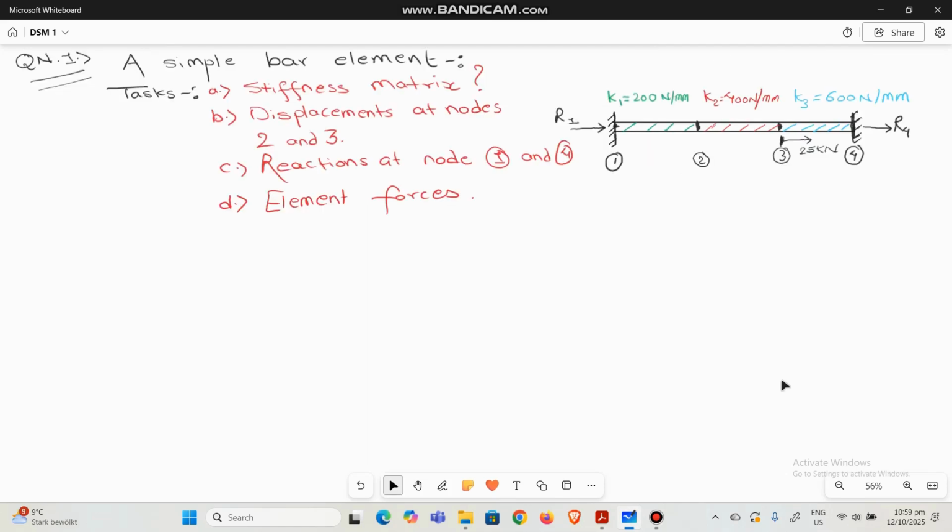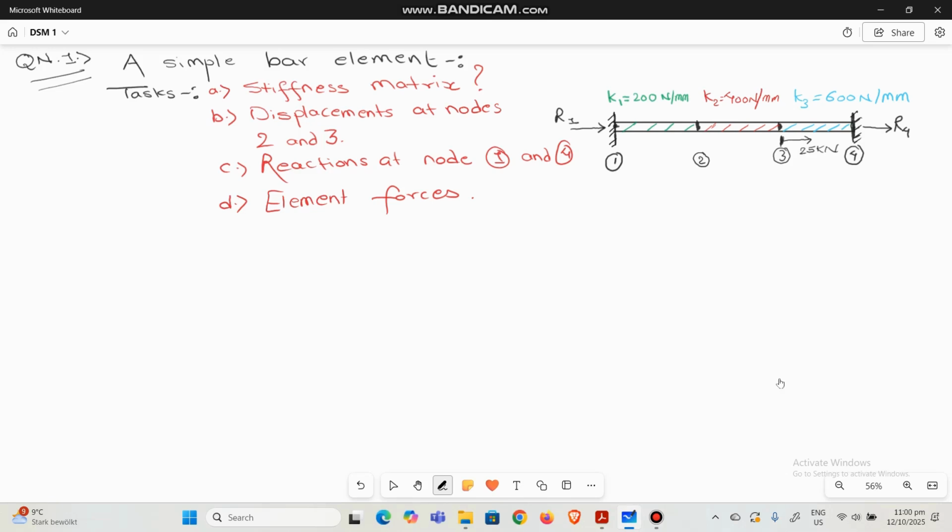So here we have a simple bar element where we are going to use the direct stiffness method to find, first of all, the stiffness matrix, then displacements at nodes 2 and 3, and then reactions at nodes 1 and 4, and element forces. There are three kinds of elements here. The one in green has 200 Newton per mm, the second element has 400 Newton per mm, and the third element has 600 Newton per mm as their stiffness value. And we have four nodes.